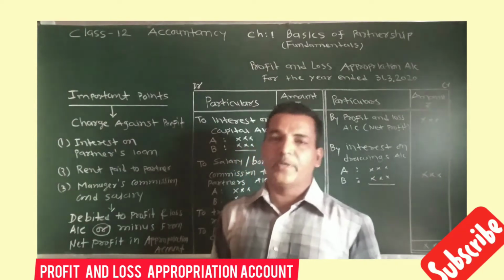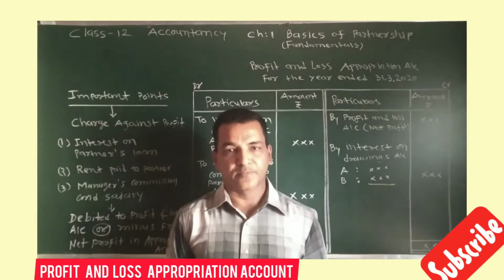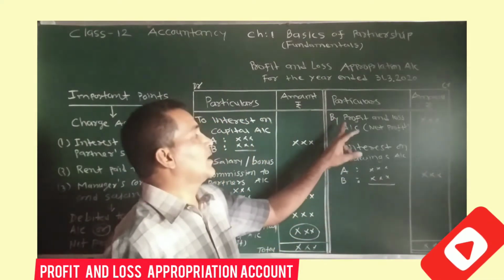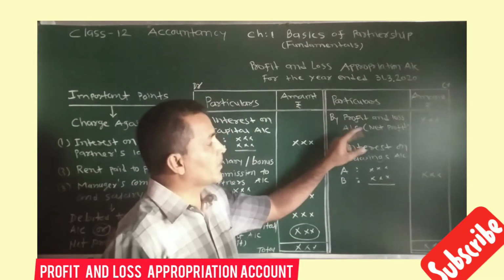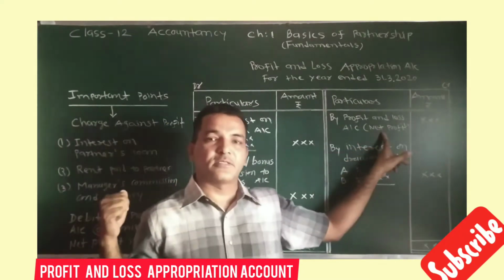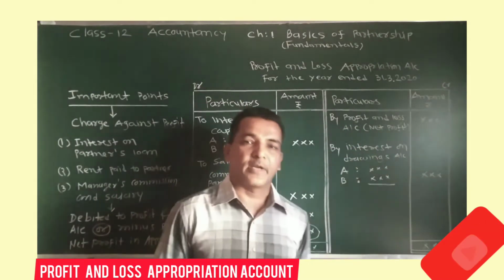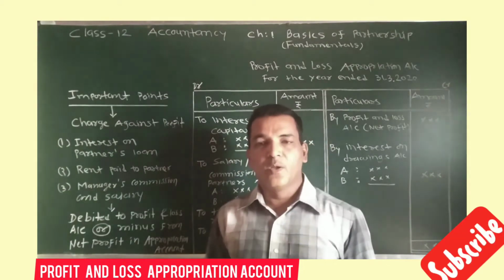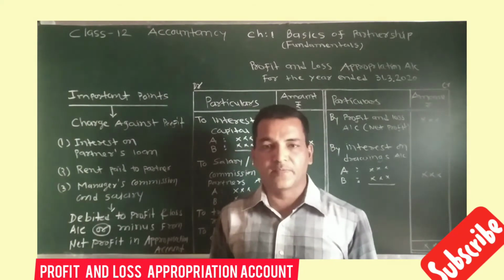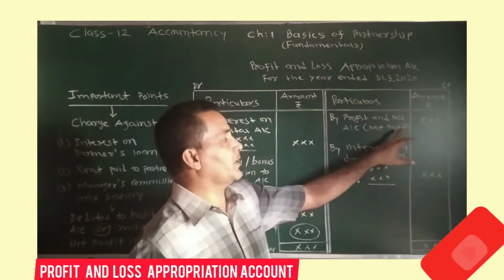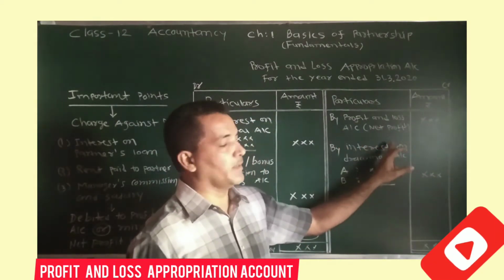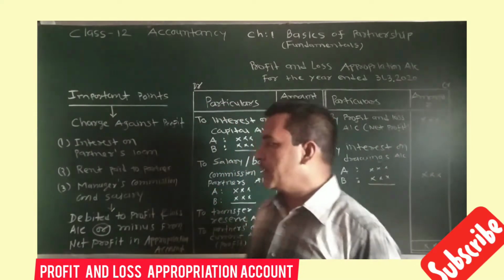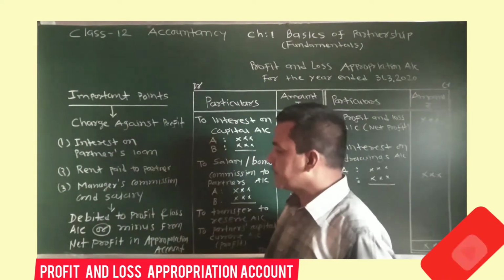Now, if we are not preparing profit and loss account, then what can we do? We can write these items here, on the credit side. From this net profit, you can minus these items if given. So if rent paid to partner, interest on partner's loan, or manager's commission or salary is given, then you will write this net profit in the inner column, and from that you will minus, and the net amount you will write in the outer column. So you have to take care of these three items.